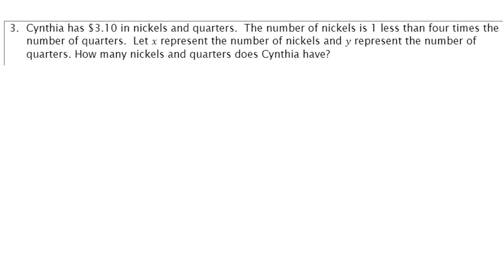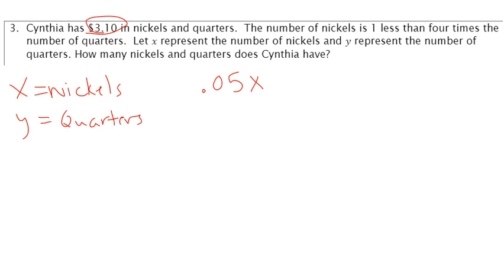In this example, we're looking at money and coins. So this one says that we're going to be letting x be nickels, y be quarters, and they first tell us how much money that's worth. It's worth $3.10, so we're going to have 0.05, because a nickel is 5 cents, plus 0.25, because a quarter is 25 cents, is going to be $3.10. We also know the number of nickels, which is x, is going to be 1 less than 4 times the number of quarters. So that's going to be 4y and then subtracting the 1.